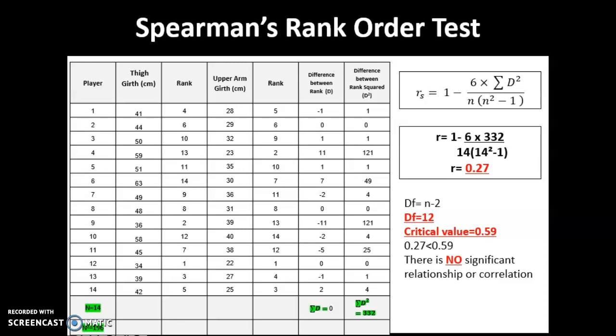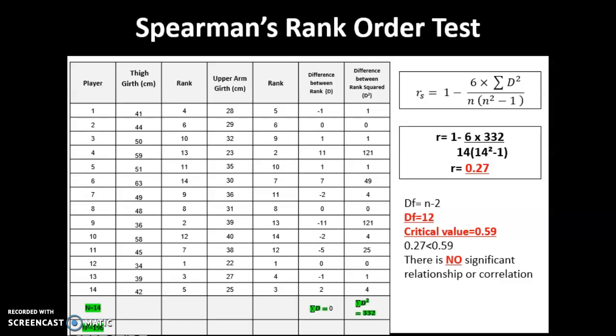This is Spearman's rank order test. The aim of this test is to find the R value, as this will infer a relationship if there is one. The formula to work out R is 1 minus 6 times the sum of the differences squared, over the number of participants times the number of participants squared minus 1. This is shown in the top right hand corner. In my example, the number of participants is 14, which gives me an n value.